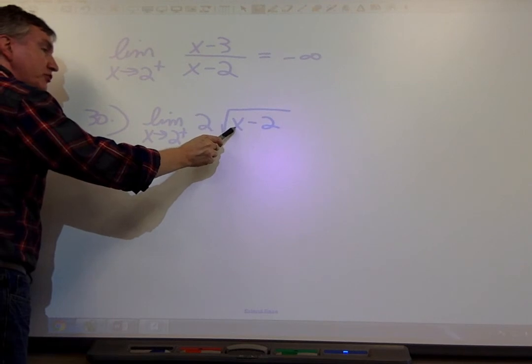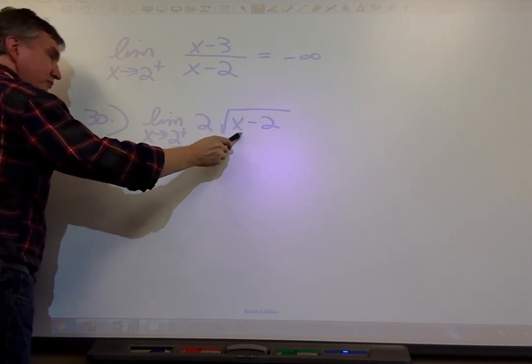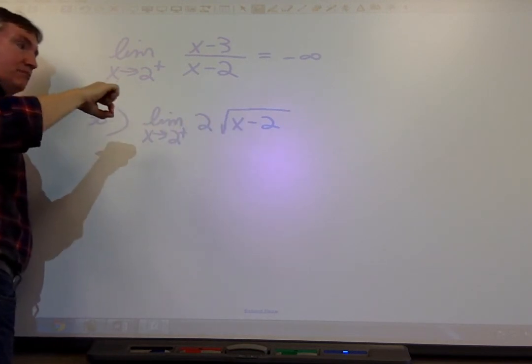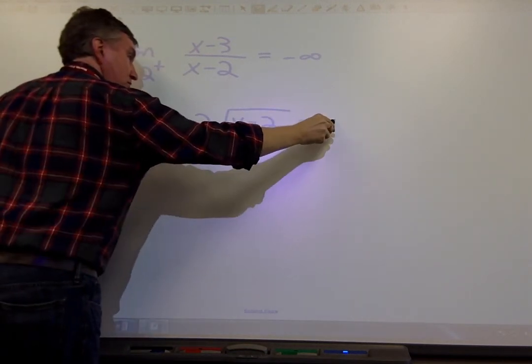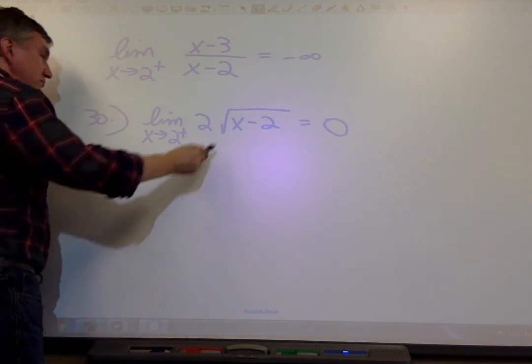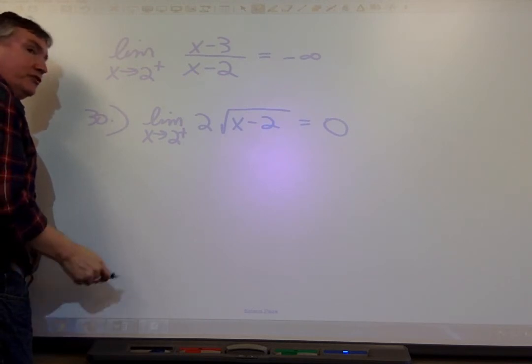If you get very close to 2 from the right-hand side, what's that approaching? If I put in a number very close to 2, wouldn't that be 0? What's 2 minus 2? Good.